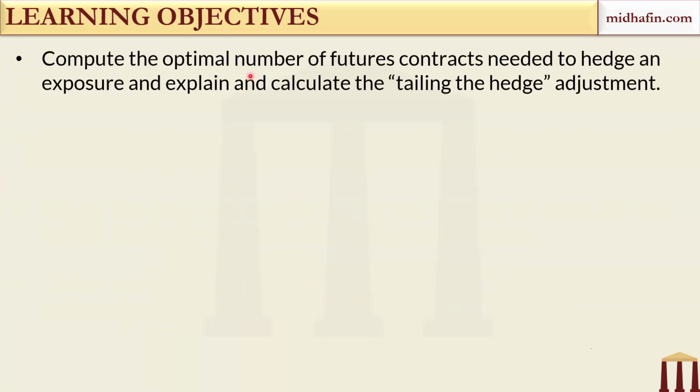Then we'll compute the optimal number of futures contracts needed to hedge an exposure and calculate the tailing the hedge adjustment. Now, this tailing the hedge part, you can refer to the video for more details. So in the class, we'll just go for the formula, what formula you need to understand to solve questions regarding tailing the hedge in the exam. Okay, that's it.